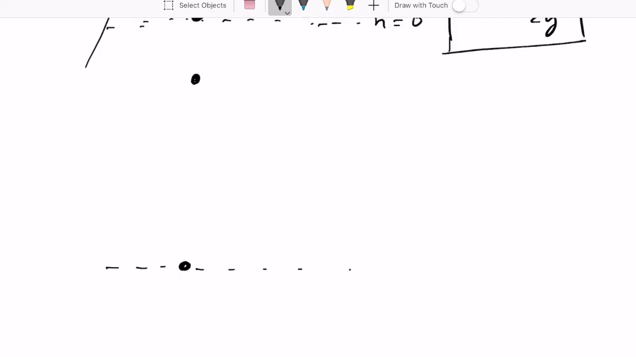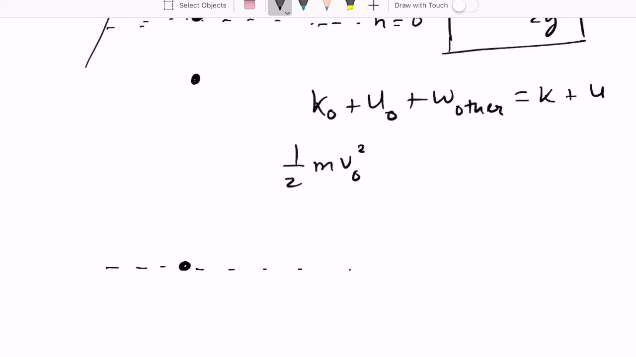So let's start with our equation again. K initial plus U initial plus W other equals K final plus U final. The initial kinetic energy is 1/2 m v0 squared. The initial potential energy, as we just discussed, is 0. This time we do have something to put under W other, because W other is the work done by external forces and non-conservative forces. There are no external forces, but we do have a non-conservative force, which is the force of air resistance. We need to figure out the work done by the force of air resistance.